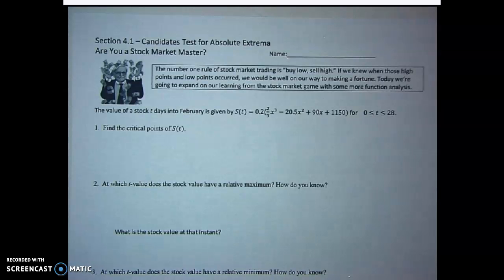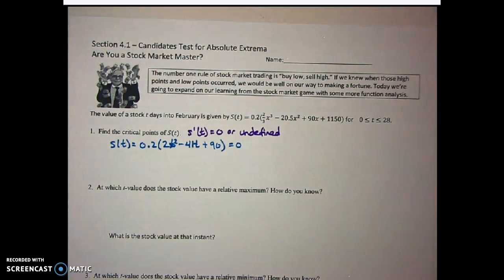The value of a stock t days into February is given by that function for 0 to 28, the days of February. Find the critical points of S of t. So remember, the critical points are simply where the derivative is either 0 or undefined. So go ahead and find the first derivative of that function. This is a straightforward polynomial, so there's our first derivative.